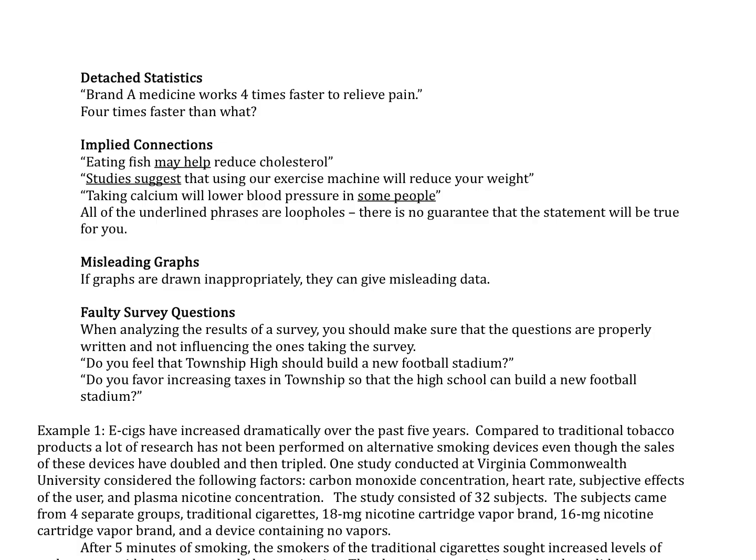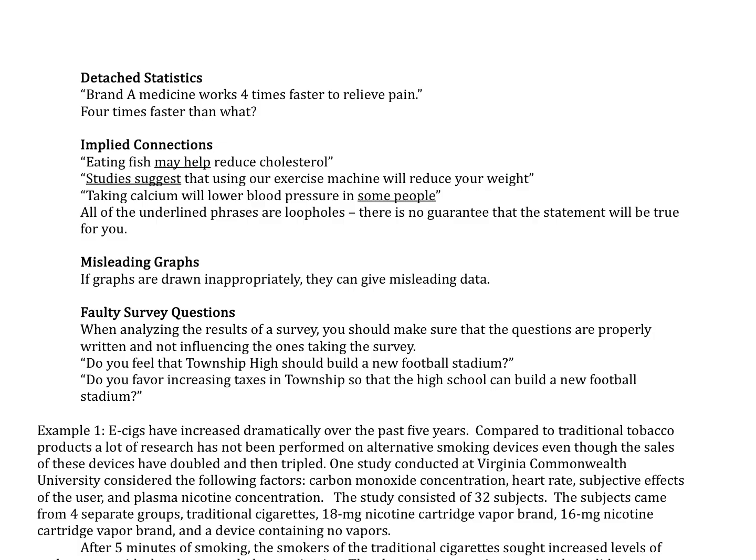Implied connections. Eating fish may help reduce cholesterol. Studies suggest that using our exercise machine will reduce your weight. Taking calcium will lower blood pressure in some people. So all the underlying phrases are loopholes, because if you come at them and say, well, this didn't work for me the way you advertise, they're like, oh, but we said that some people, you're just not one of the people that it helps or that it affects. So those are loopholes. Misleading graphs. That's the one that probably is used the most, and I'm going to give you a visual for that one. Faulty survey questions.